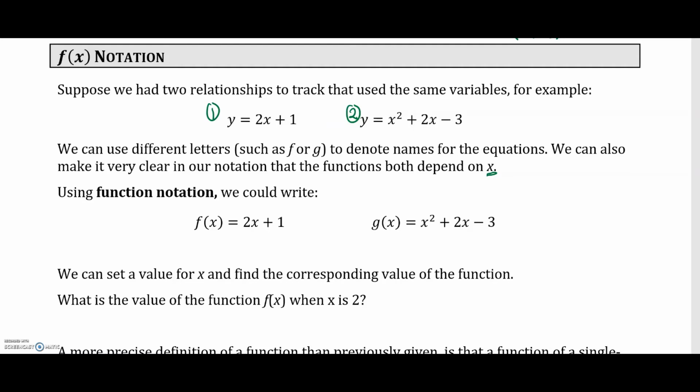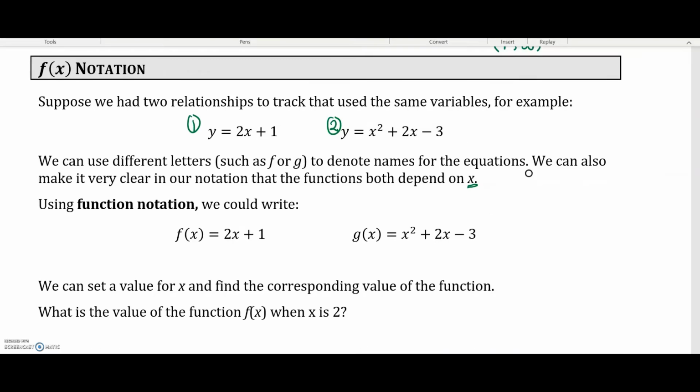And what we can do is set a value for x and find the corresponding value of the function. Now we can determine what the value of the function f of x is when x is 2. This boils down to finding the value of function f at 2. And so what we do is replace the x in our function with the value of 2 everywhere where an x appears. Often we perform the substitution in brackets so that we know that multiplication is occurring, and we end up getting the value of function f at 2 is equal to 5.